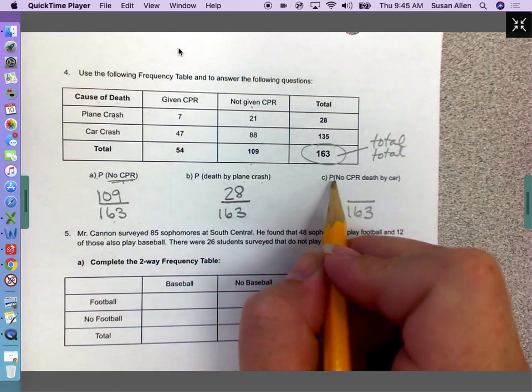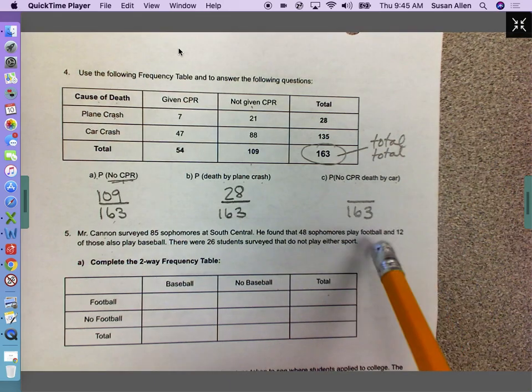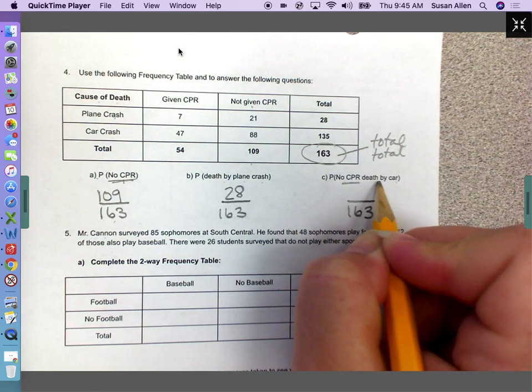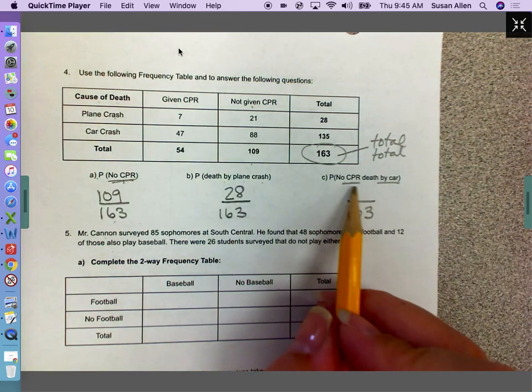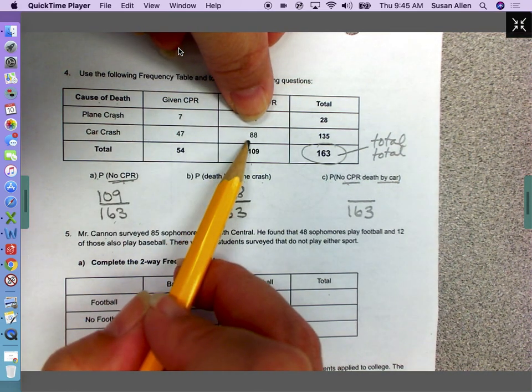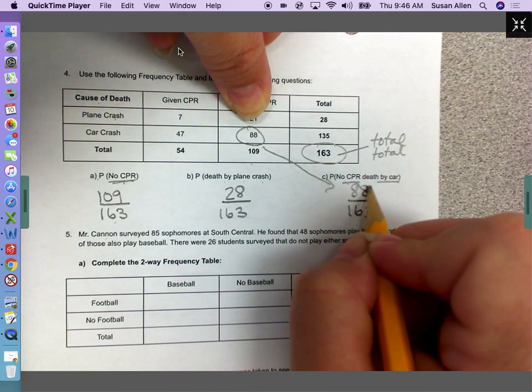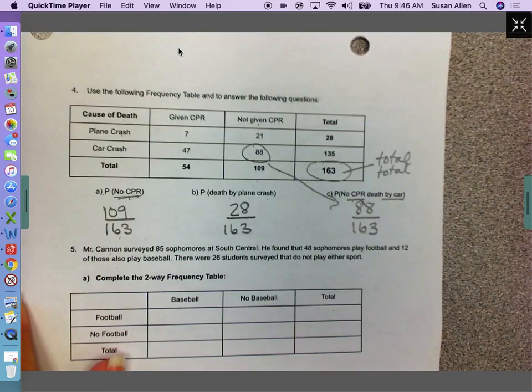Next, probability of no CPR, but death by car. So if they mention both CPR and car, we have to find the intersection of no CPR with those that passed away in a car crash, and that would be 88. So that's 88 out of 163.